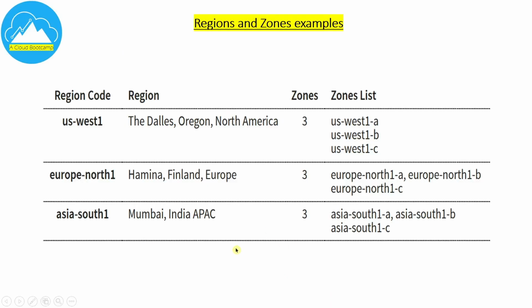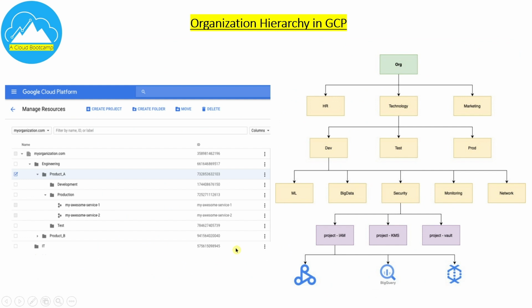Coming back to the slide again, the next topic is organization hierarchy in GCP, which is quite important. If you're learning GCP, you should know how things are placed in GCP. What is an organization? What are folders? What are folders inside folders? And what are projects?